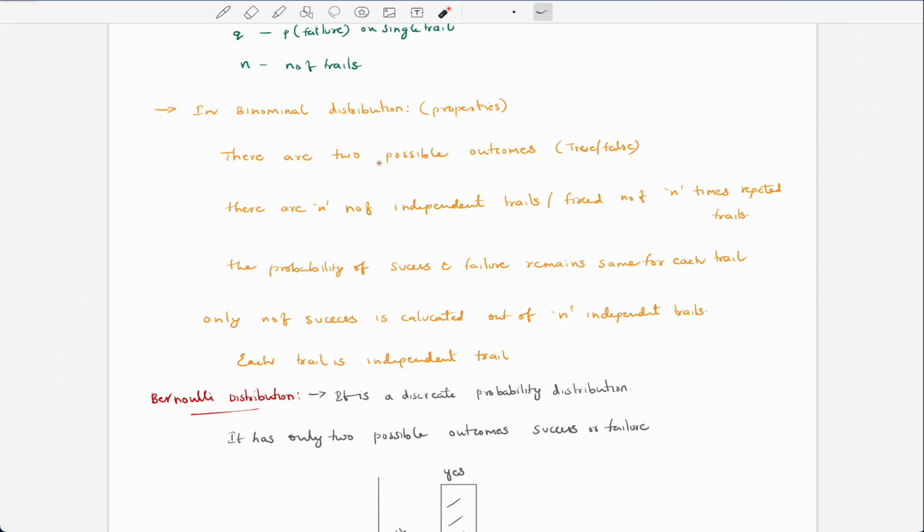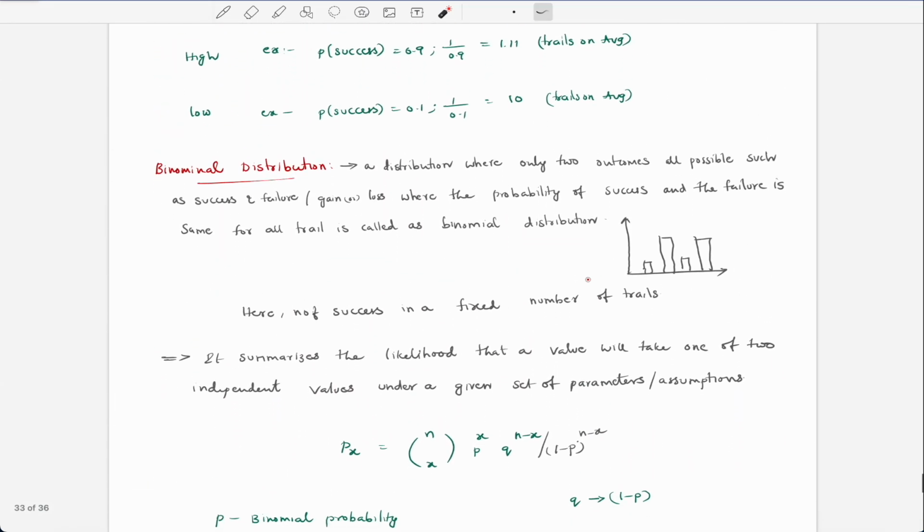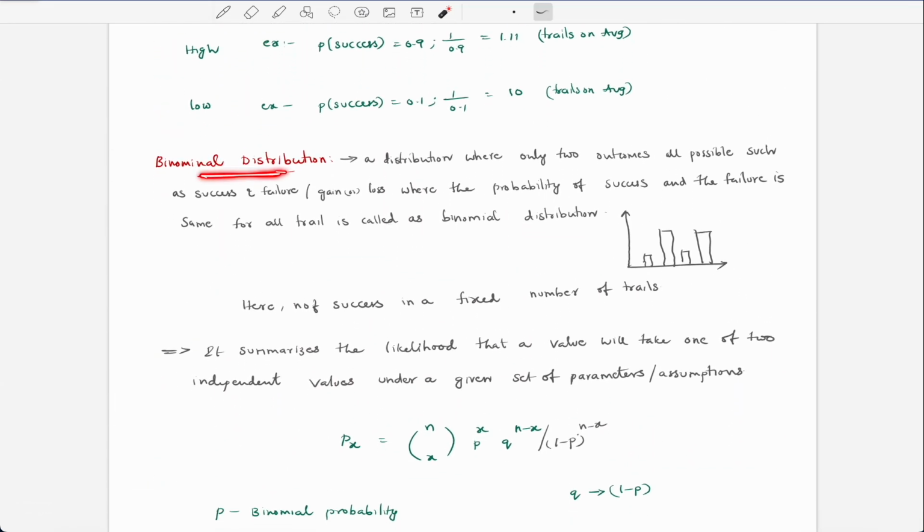There are two possible outcomes, which are true or false, gain or loss, positive or negative, success or failure, etc. There must be two possible outcomes. There are n independent trials, a fixed number of repeated trials. The probability of success and failure remains the same for each trial. Only the number of successes is calculated out of the n independent trials. Each trial is independent. So this is a basic intuition about the binomial distribution.